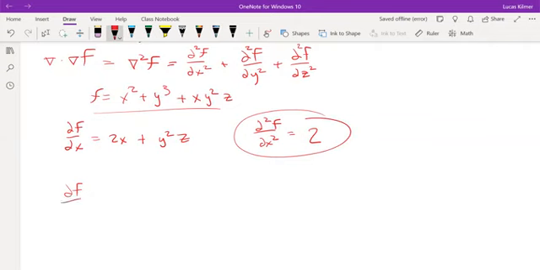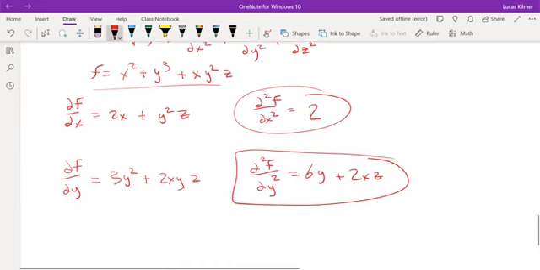Next, we're going to find the partial with respect to y. So the partial with respect to y, if we look up here, gives us 3y squared plus 2xyz. Remember, we're going to have to take that second partial derivative again. So after that, we're going to do it with respect to not x, but y squared. We're going to do that again. So we end up with 6y plus 2xz. So that's going to be my second component.